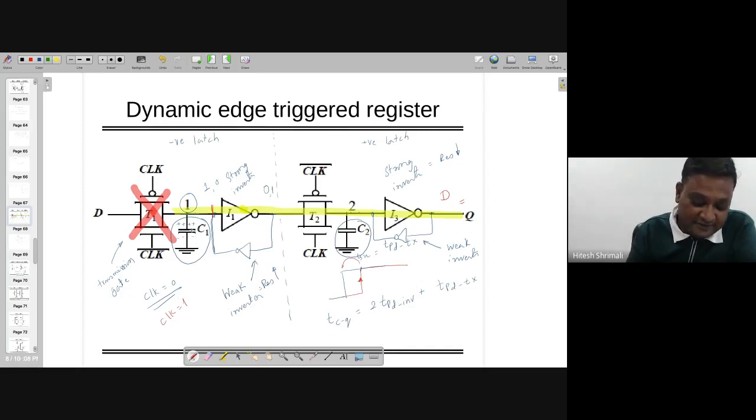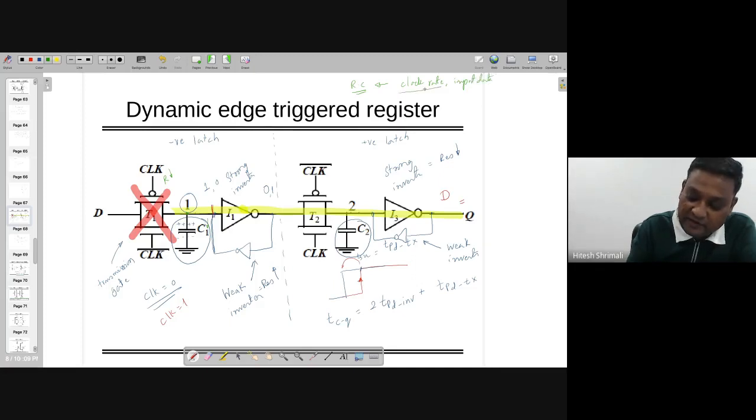So if you want to reduce it, C1 has to be as low as possible, or as per the requirement, and resistance also has to be as low as possible. And the combination of RC has to match your required clock rate and the input data.